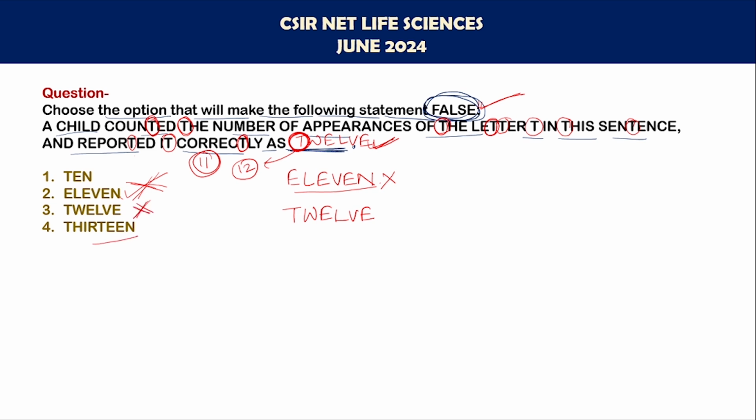Next option, if we see 13. Now if I write 13, again you can see there are 2 T's over here, and again this will be making the sentence true because here already 11 is there, and 11 plus 2, that is 13, and again the sentence can become true. So this option will also be getting rejected. So the final answer here is 10 because 10 is making the sentence false. So the answer here is first option, 10.